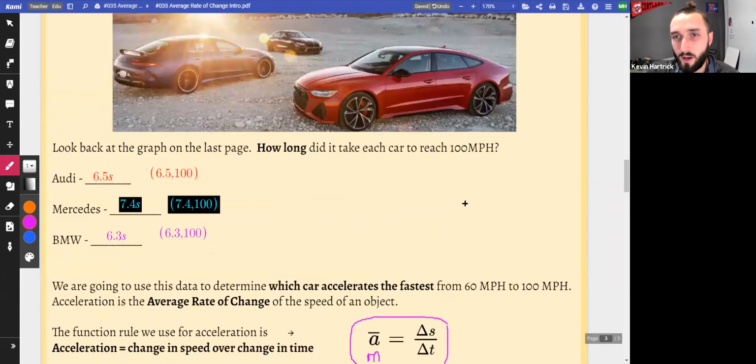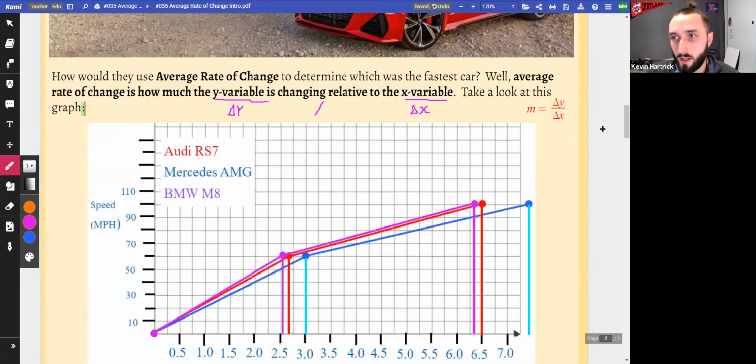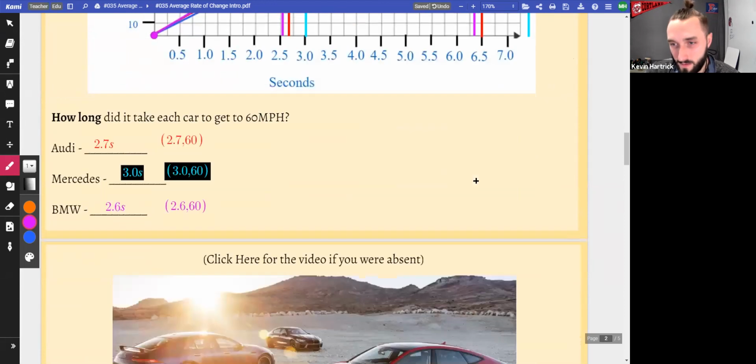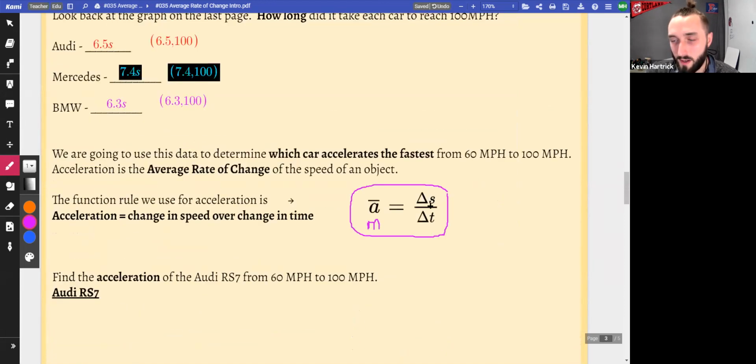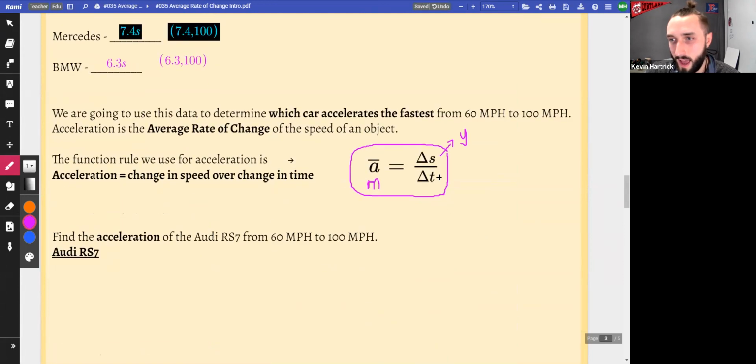Delta S, well, S was speed. Okay. And speed was our Y value. Didn't we say delta Y was on top? So there you go. This is our Y's. All right. The S is the speed, and speed is Y's. So these are the Y values. T is time, and time was our X value on our graph. So again, that's our X.